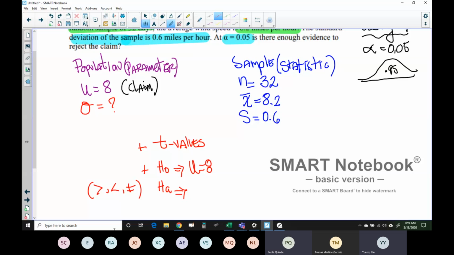So we need to read carefully the last statement. Is there enough evidence to reject the claim, or in this case, H of 0? So what do you think is its H of A? By the way, it has to be mu. Now, what symbol do we use in this case?